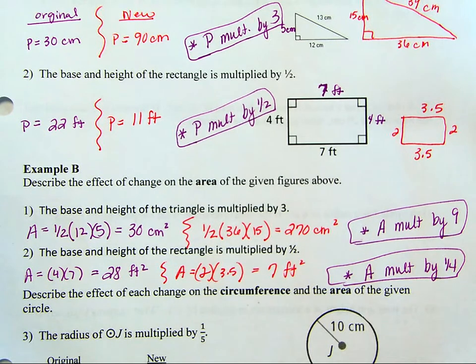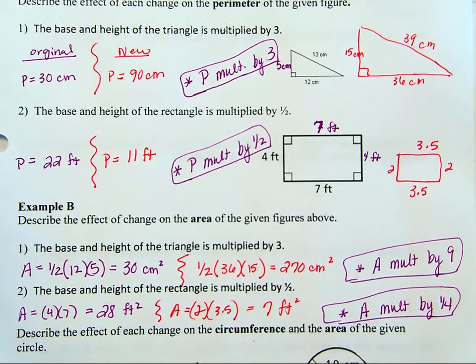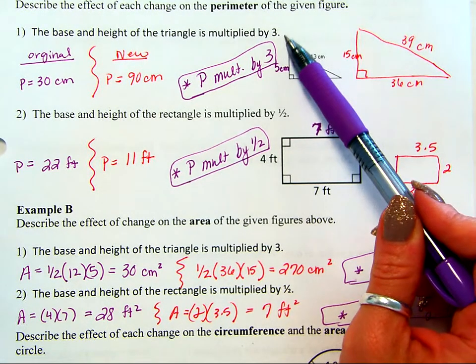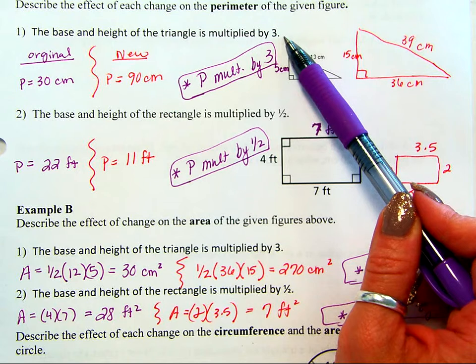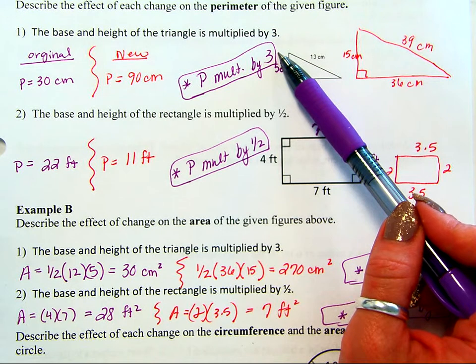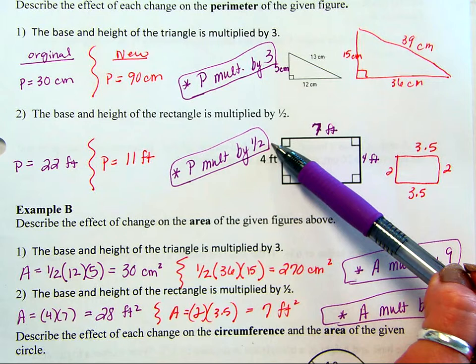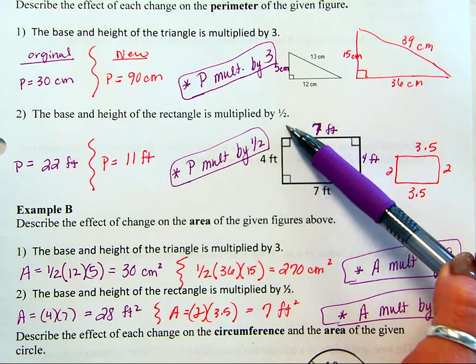Well, we're supposed to start to see a pattern or to notice something. As we look at the top, when we looked at our perimeter, if the base and height multiplied by 3, the perimeter multiplied by 3. Or if the base and height multiplied by half, the perimeter multiplied by half. So the perimeter always changed by that same factor.